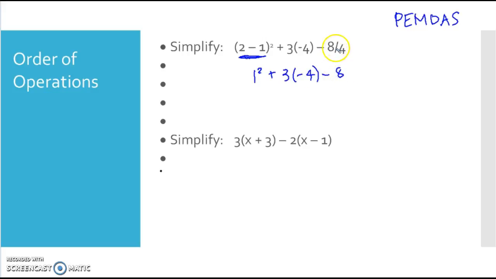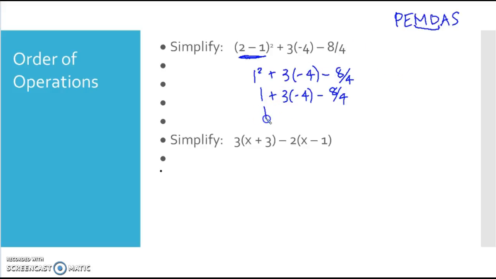And this slash is division. This is a division bar. So this is 8 divided by 4. Right? Next comes E, exponent. So I'm going to simplify 1 squared, which is 1. Right? Then I've got multiplication and division. Okay, that just means whichever one comes first, left to right, I simplify.